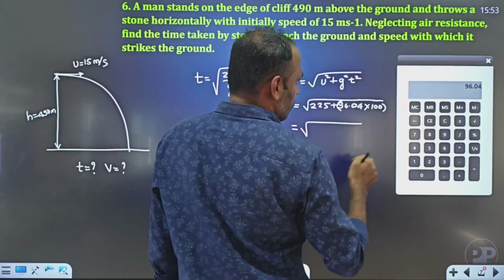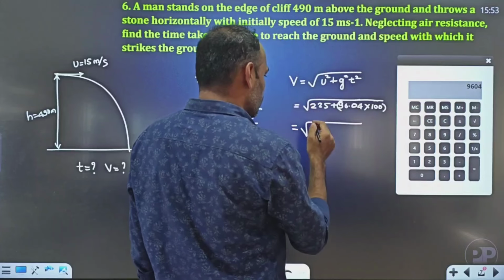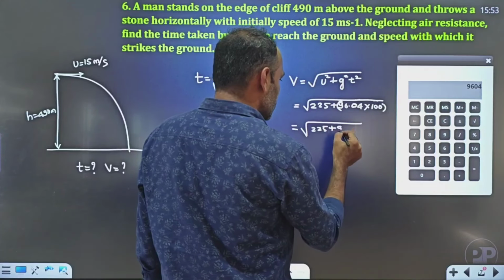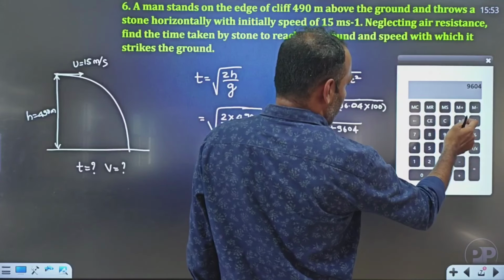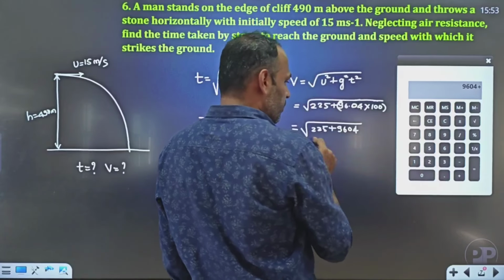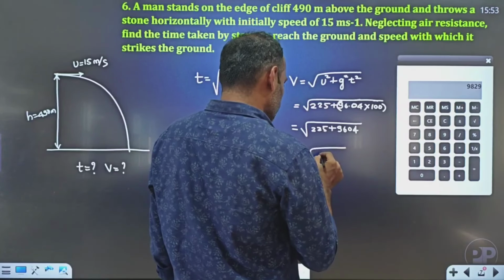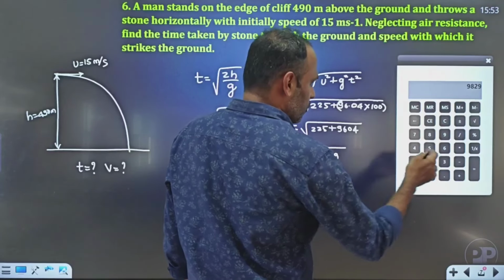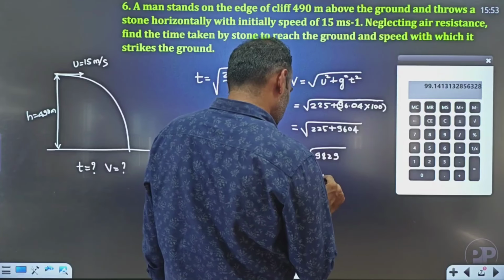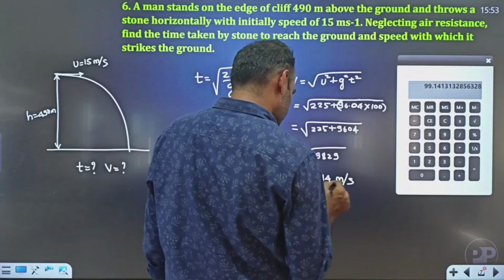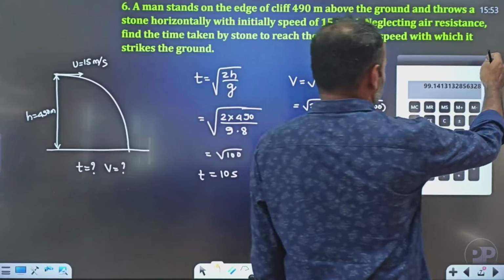Next, see, 96.04 into 100 will be 9604. So 225 plus 9604, correct? Add 225 to 9604, you will get 9829. So √9829, take the root of this. It is 99.14 meter per second. With this much velocity, it will hit the ground. Clear? This is a horizontal projectile question, right?